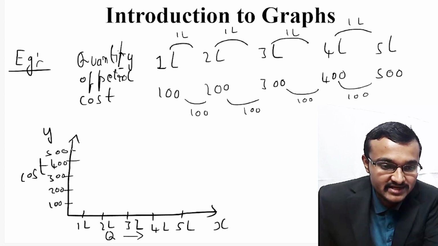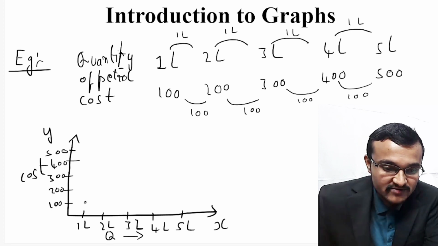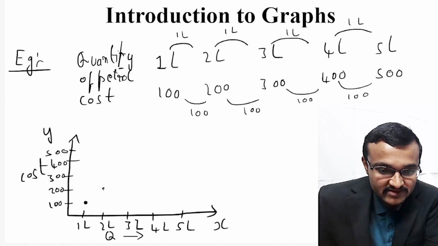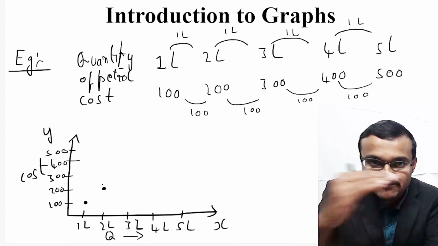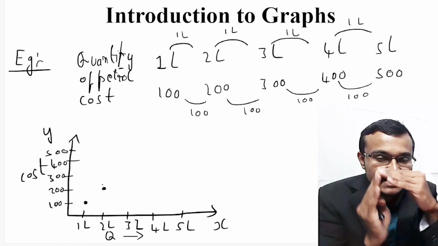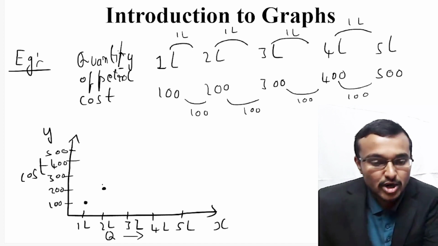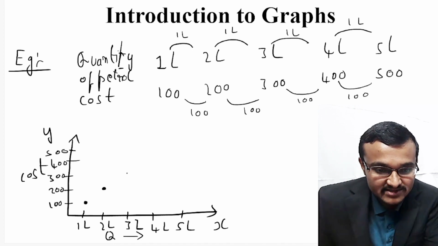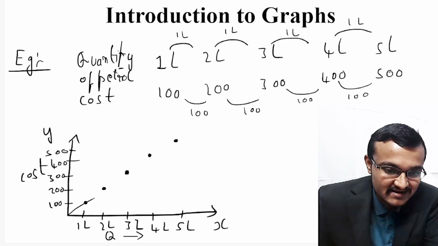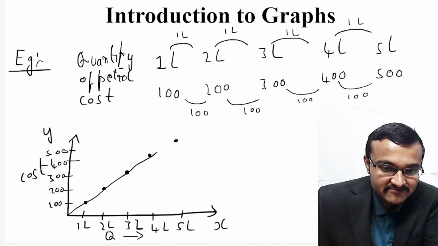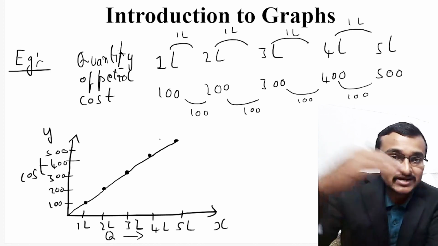Now if you go on plotting this graph, at 1 liter the cost is 100 rupees, so the point will be here, and at 2 liters the cost is 200 rupees, so the point will be here. You can draw a perpendicular line from the y-axis and the x-axis, and where they meet is that data point. At 3 liters the cost is 300 rupees, at 4 liters the cost is 400 rupees, and at 5 liters the cost is 500 rupees. You can clearly see there is a linear trend. That means this graph is linearly increasing without any bending.